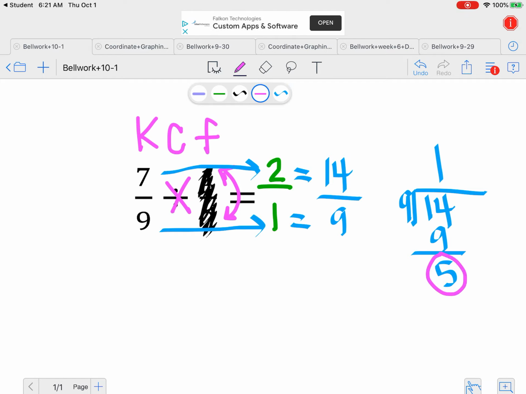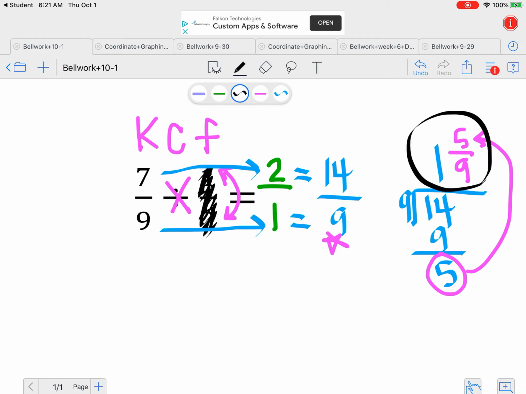So now I'm going to take this 5 and put it up as the numerator, and my denominator always stays the same once I get it, so 9 is going to continue to stay. My final answer, the most simplified answer, would be 1 5/9. The improper fraction answer would be 14/9.